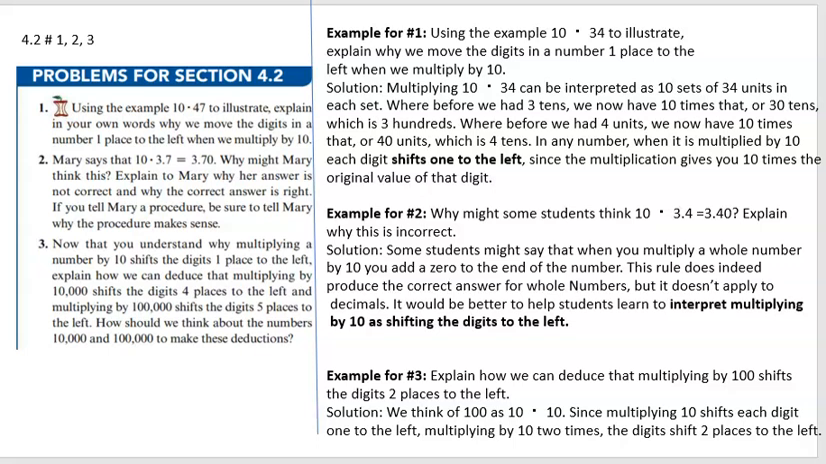So number 1, we are going to explain why whenever we multiply a number by 10, or 10 times a number, we move the digits one place to the left. We can use 10 times 34 as an example to explain.